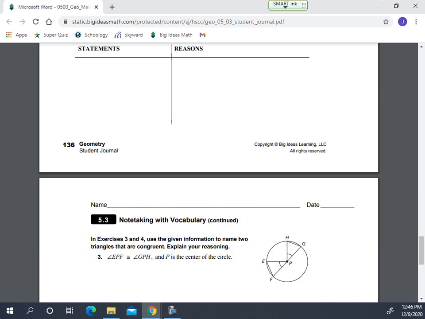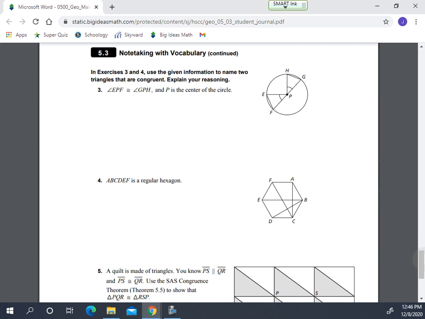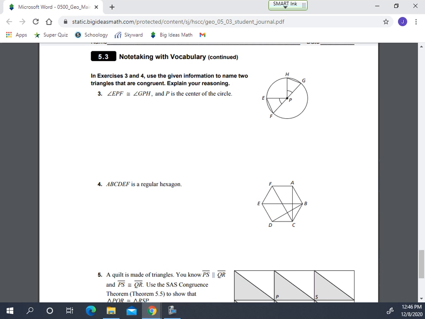Let's move on. Number 4. Use given information to name two triangles that are congruent. Explain your reasoning. Okay. Well, we have to explain our reasoning. We could just say that those two triangles are congruent because that's what the question asks, and there's only two triangles there. That's fine. But we have to explain. What do we know? We know that we have our angle here. That's important to know. What else do we know?